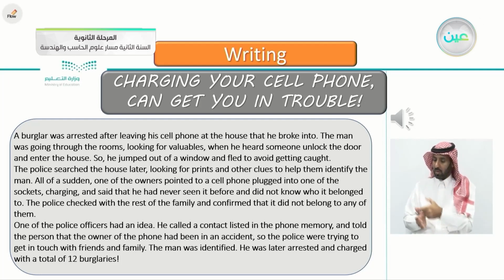He called a contact listed in the phone memory, and told the person that the owner of the phone had been in an accident, so the police were trying to get in touch with friends and family. The man was identified. He was later arrested and charged with a total of 12 burglaries.